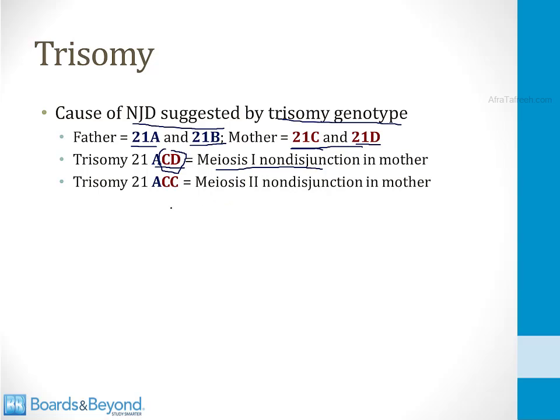Conversely, let's suppose that the baby had trisomy 21 and had chromosome 21s A, C, and C. Once again, we would know it is a maternal error because there are 2 copies of chromosome 21 from the mother. In addition, we would know it's a meiosis II non-disjunction because in meiosis II non-disjunction, the sister chromatids fail to separate and you get 2 copies of the same chromosome in the fetus.